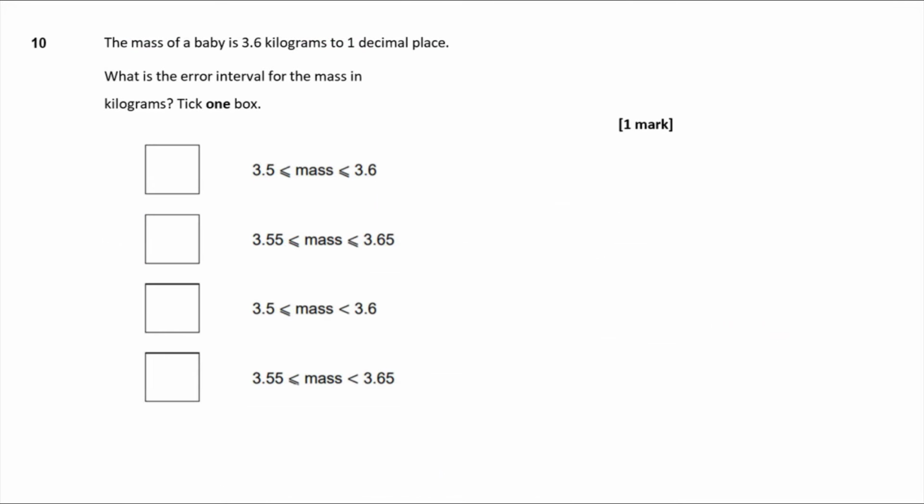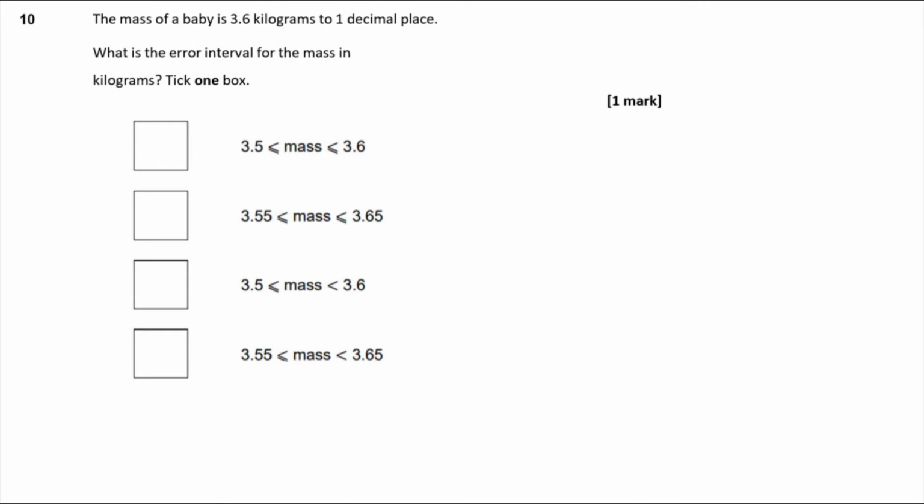Question 10. The mass of a baby is 3.6 kilograms to 1 decimal place. What is the error interval for the mass in kilograms? Tick one box. Okay, so when I'm doing these, I like to draw a number line and mark on the number they've given me, which is 3.6. So that's the number they gave me, 3.6 there in the middle.